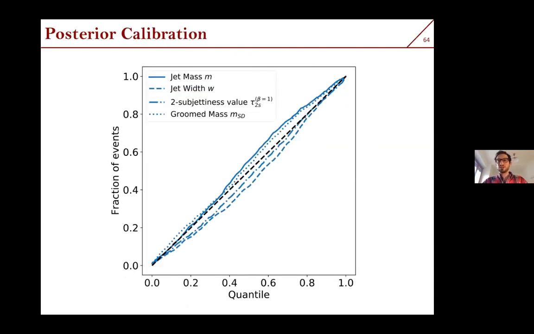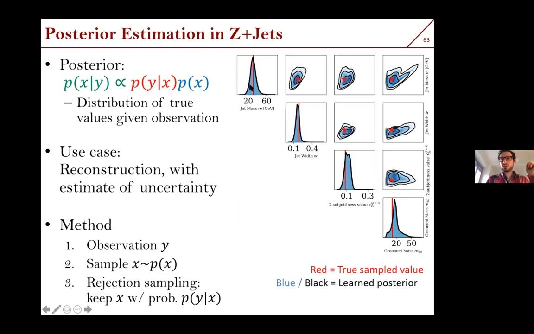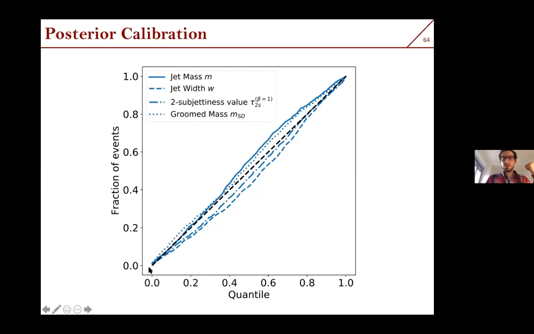And just to test if this is actually working, we can do what's called posterior calibration. We can look at where the true values lie in the estimated posterior distributions, what quantile they fall in. The fraction of events that fall in a given quantile should be proportional to that quantile. So it should be a straight line, and we see that for each of our four variables that we learned a source distribution over and computed posteriors, we can see these calibration curves. They're reasonably close to a straight line with slope equals one. They're not perfect, but they're reasonably good, giving us some idea that we would be able to get reasonable uncertainty estimates out of a reconstruction approach that might work this way. So we can do reasonable posterior estimation as well.